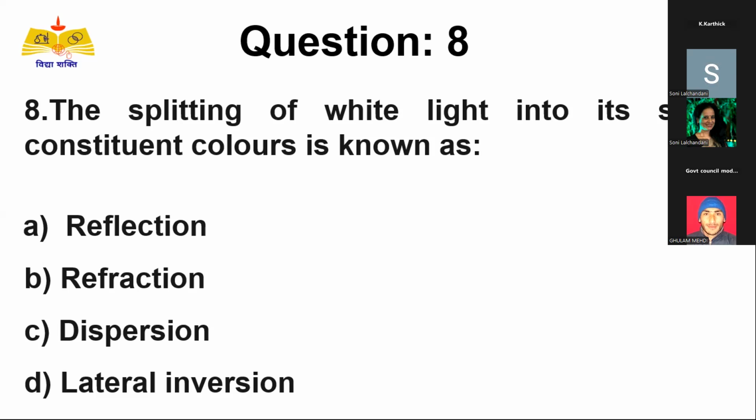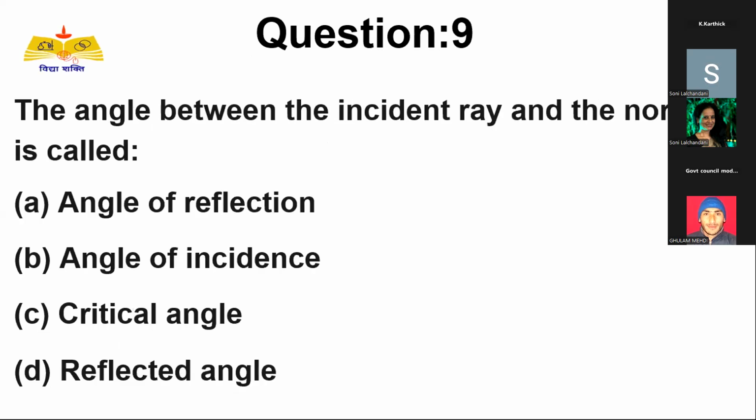Right, so let's proceed to the question number 9. The angle between the incident ray and the normal is called A. Angle of reflection, B. Angle of incidence, C. Critical angle, D. Reflected angle.